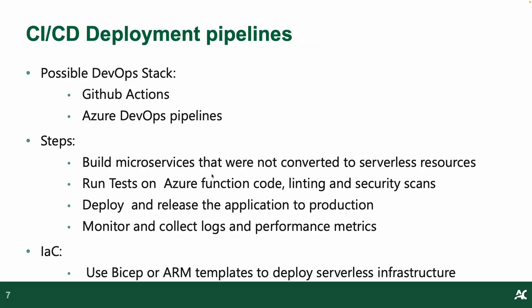Regarding the CI/CD deployment pipelines, the possible DevOps stack that I thought we would consider are GitHub Actions and Azure DevOps pipelines. And the reason why I chose this is because they could easily integrate with the code base, which is already in the GitHub repository. So either GitHub Actions or Azure DevOps, they could work well with the existing code base.